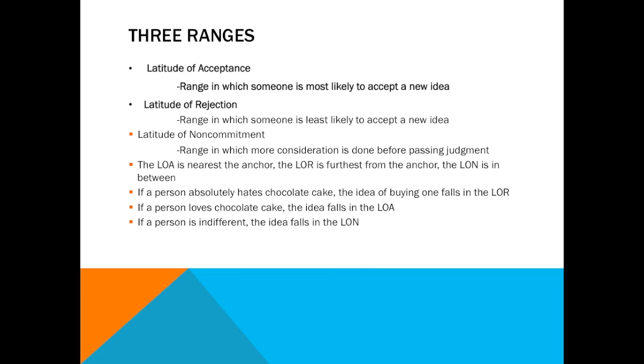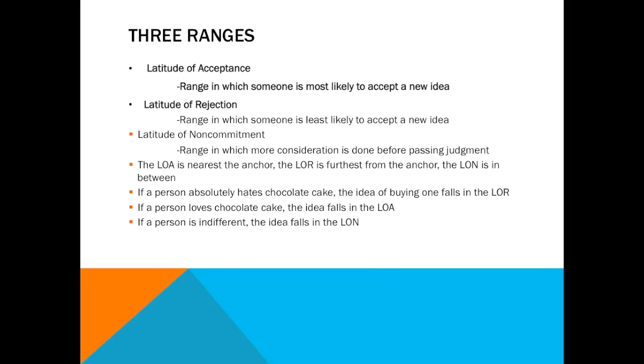And the theory splits ideas up into three different ranges: the latitude of acceptance, latitude of rejection, and latitude of non-commitment. Of course, with the definitions, the acceptance range is the range in which someone is most likely to accept a new idea. Latitude of rejection is a range in which someone is least likely to accept a new idea. And non-commitment is where people don't really care and they consider more before they make a judgment. The LOA is nearest the anchor, LOR is furthest from the anchor, and LON is in between, of course, because an idea that falls within the LOA is close to the anchor and people most likely accept that new idea.